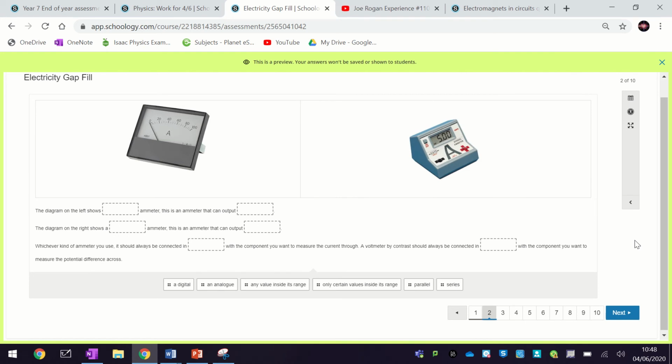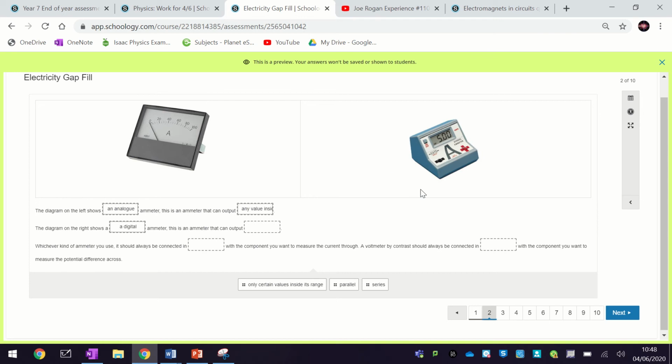Okay, so this one threw up a little bit of difficulty. So the diagram on the left, most people know that this shows an analog device, and people know that the one on the right shows a digital. So an analog device can output any value inside its range. So this one, its range goes up to 100, so it can output any number between 0 and 100. There is no restriction on that.